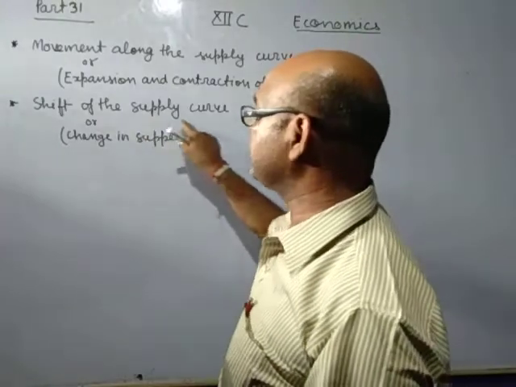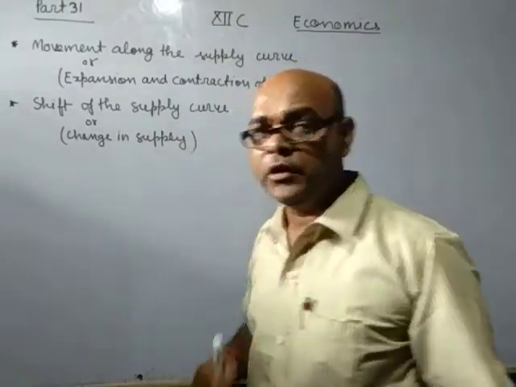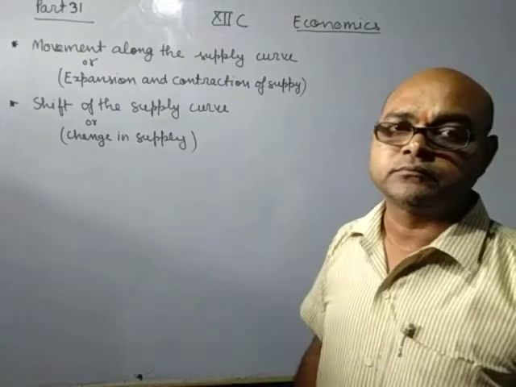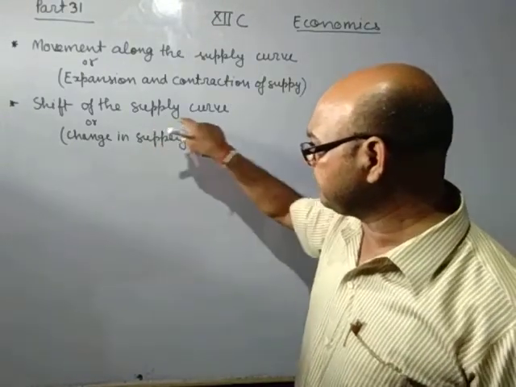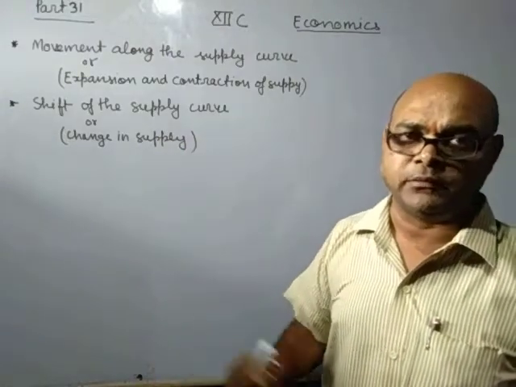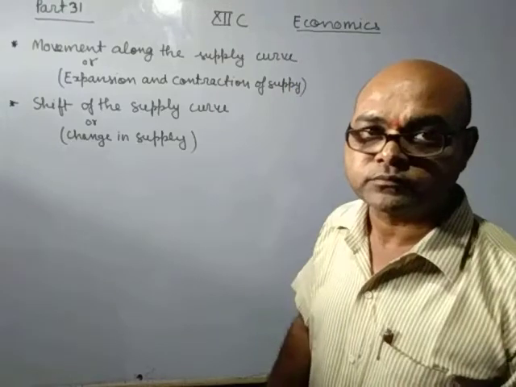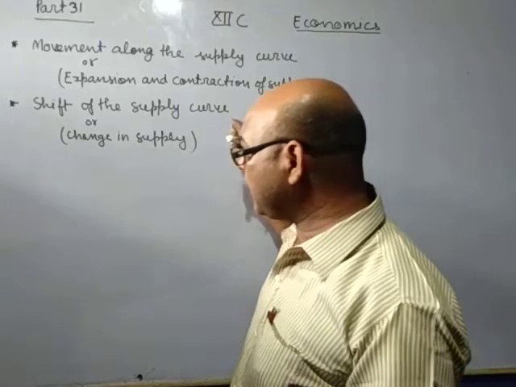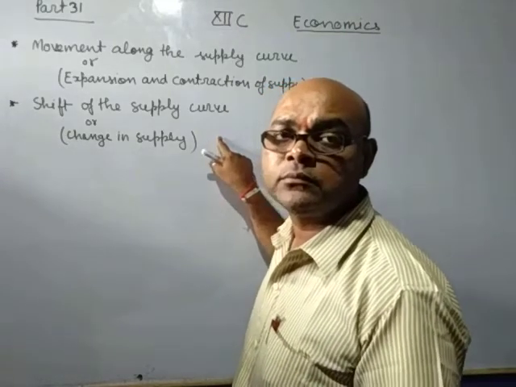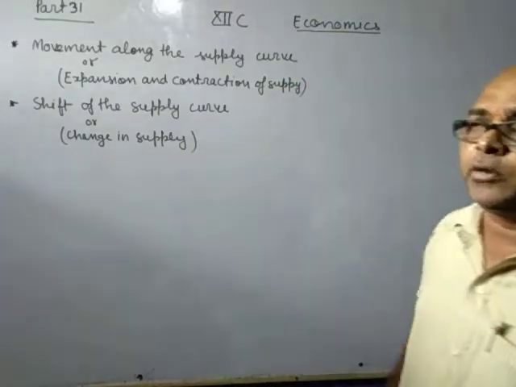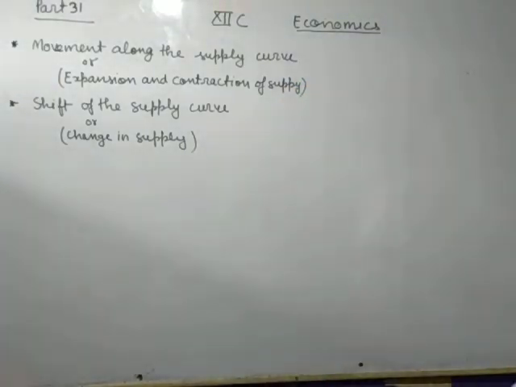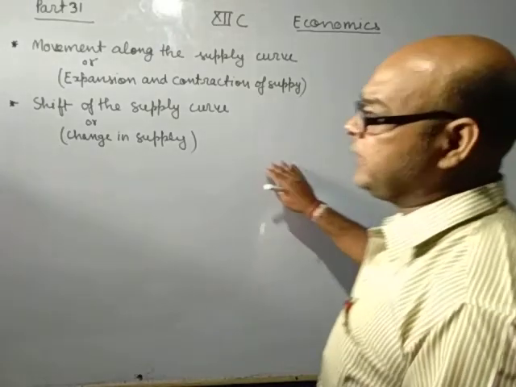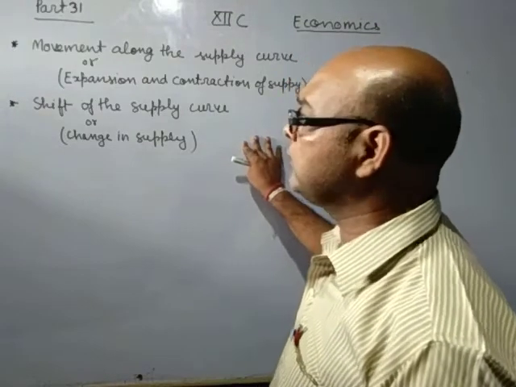This is the shift of the supply curve. In the shift of the supply curve, a new supply curve is created. So in the case of shift of the supply curve, there will be more than one supply curve. Here the price remains the same. Price does not change. Other factors of supply change, and due to the change in other factors, the supply increases. The new supply curve will be created. Or if the supply decreases, a new supply curve will be created.